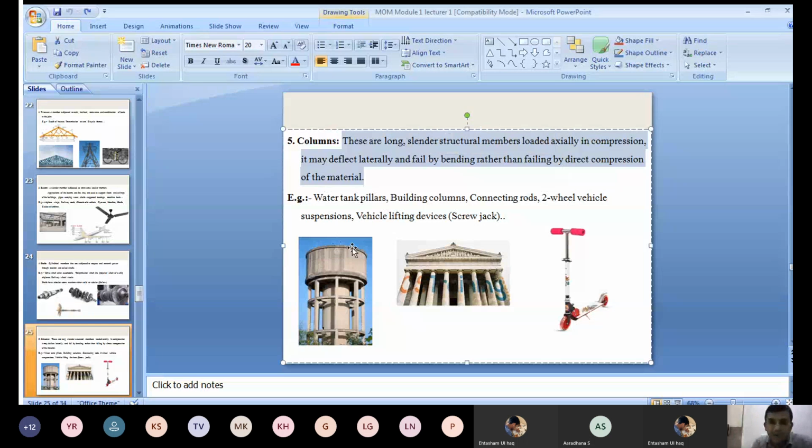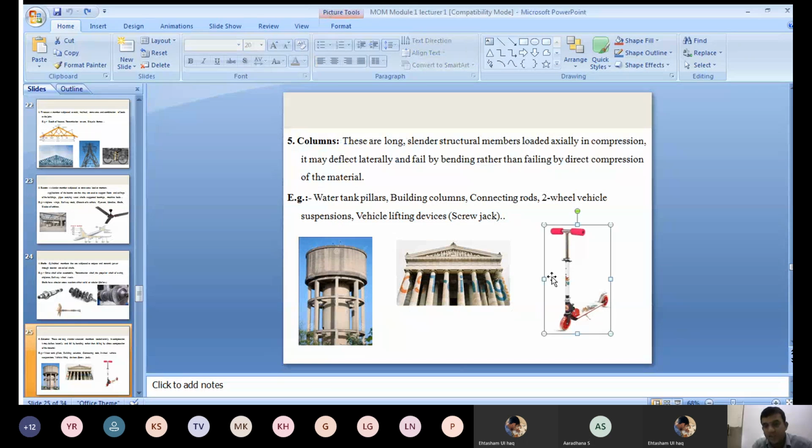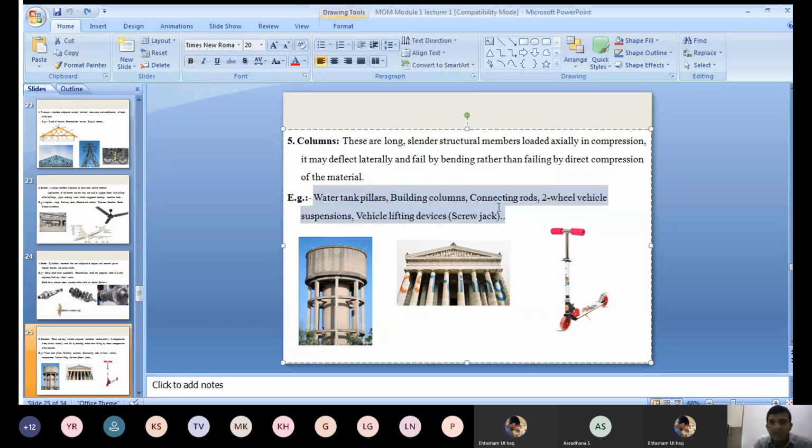The best example for a column: you can see the water tank pillars, or the pillars of a building. Those pillars we call columns because they are slender members. Length is more as compared to cross-sectional dimension. Then what type of load is acting here? A compressive load. You can see pictures 1 and 2. Even this is a skating scooter. You can see that the load is applied here, a compressive load, but what about this pole? It is subjected to a compressive load. This is called a column. Some of the examples of columns are water tank pillars, building columns, and connecting rods. Even a connecting rod is subject to a compressive load.